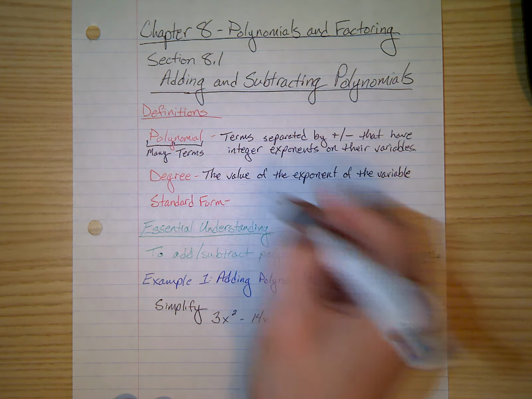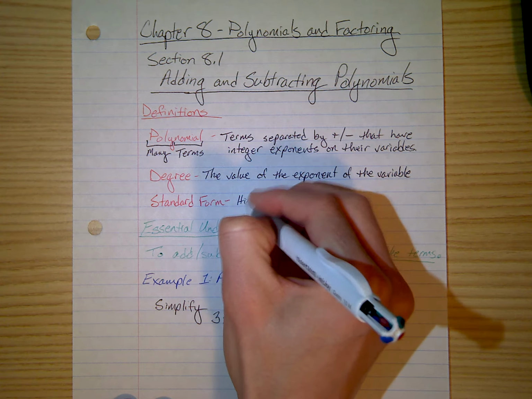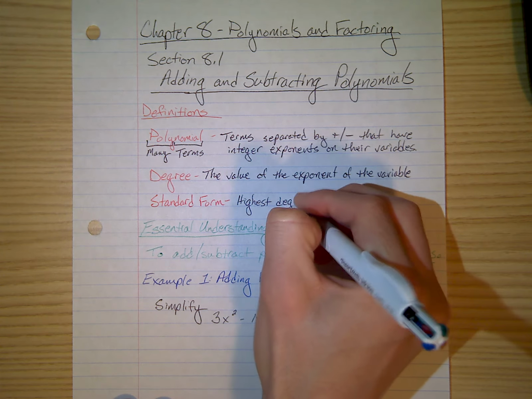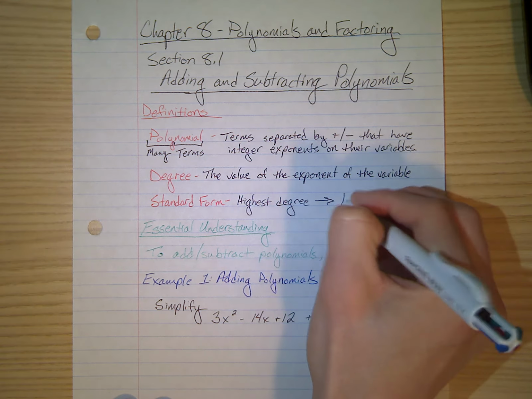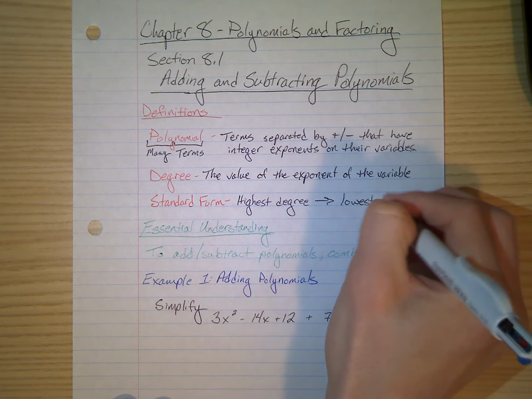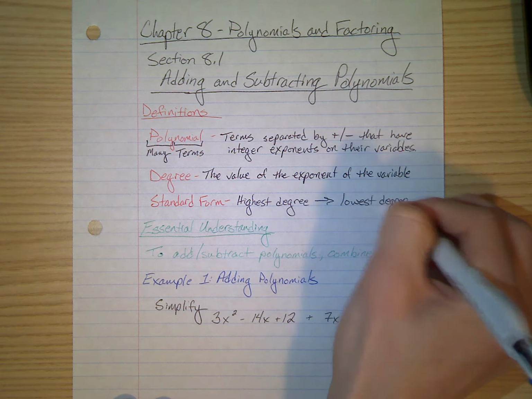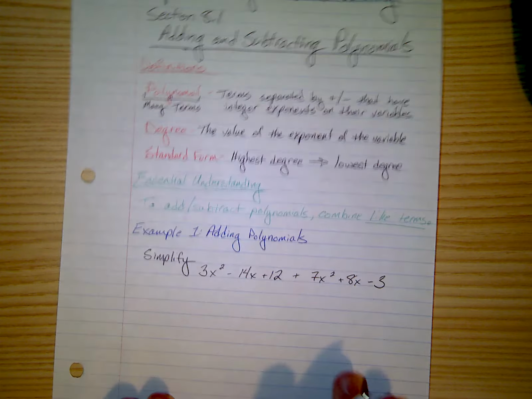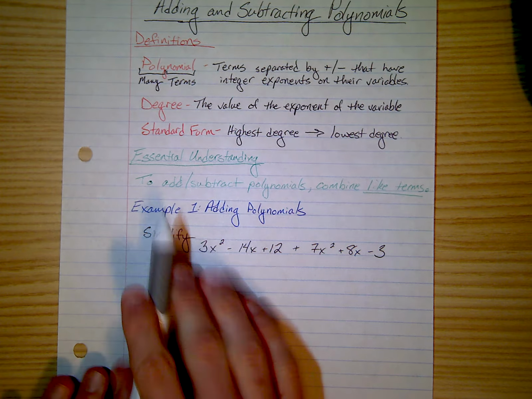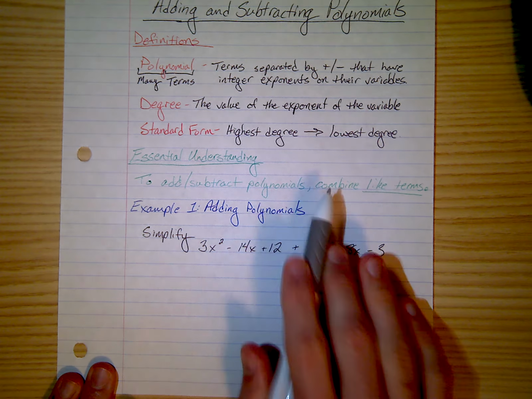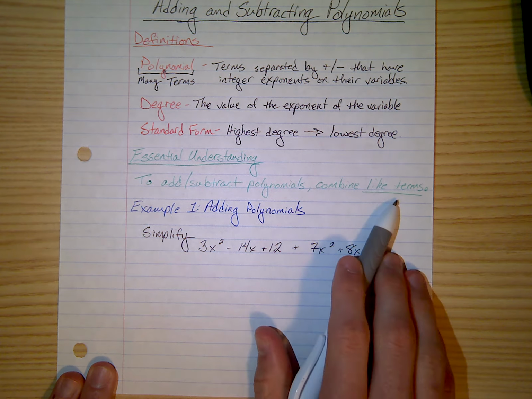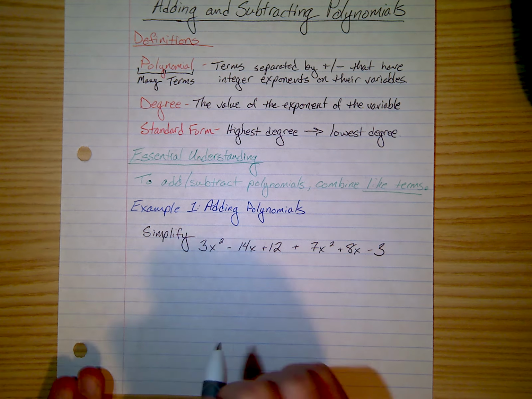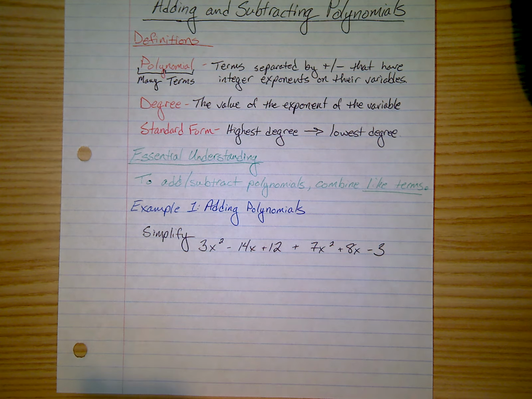We'll talk about that in the next lesson, actually. Standard form of a polynomial, you just write the terms from highest degree down to the lowest degree. So what we need to understand from today's lesson, if we are adding and subtracting polynomials, all we need to do is combine our like terms. Like terms are terms with the same variables raised to the same exponents.